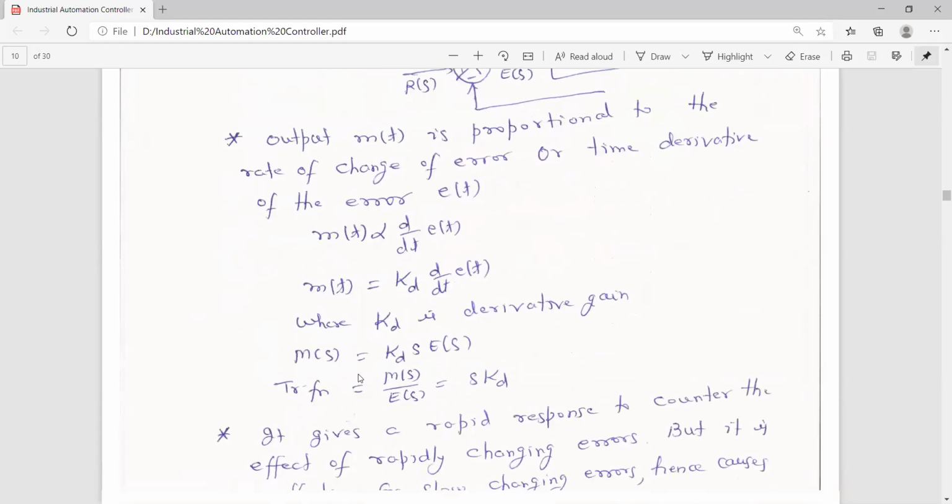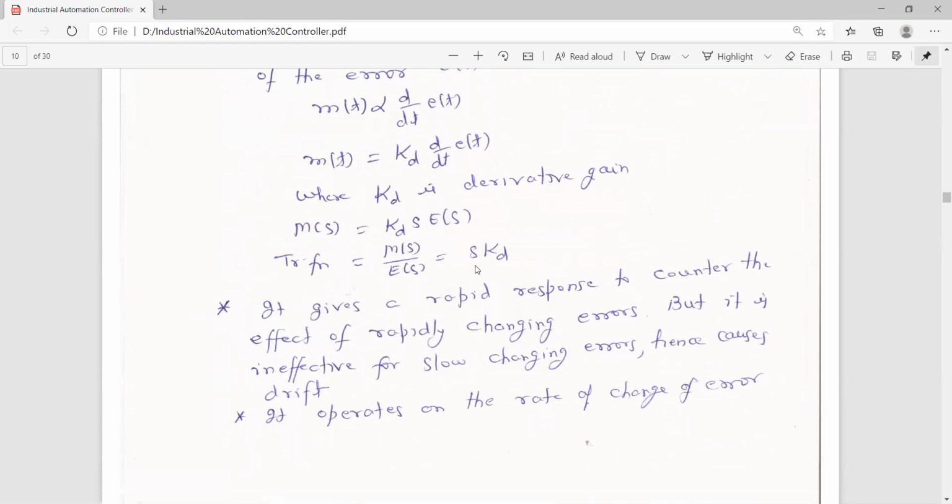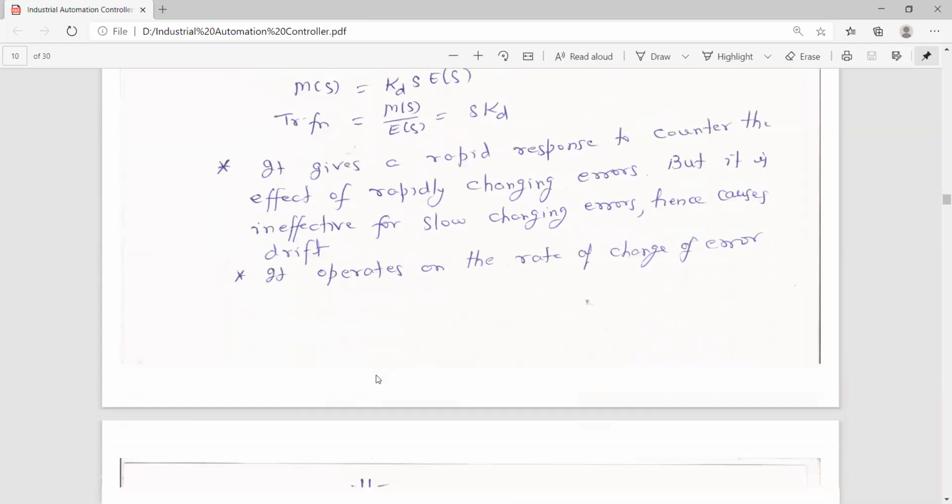If you take the Laplace transform and take the ratio, the transfer function MS by ES is equal to S into KD. So again, the S term is in the numerator, means a zero is added here. Considering the features, it gives a rapid response to counter the effect of rapidly changing error, but it is ineffective for slowly changing error, and hence it causes a drift. So it operates on the rate of change of error.